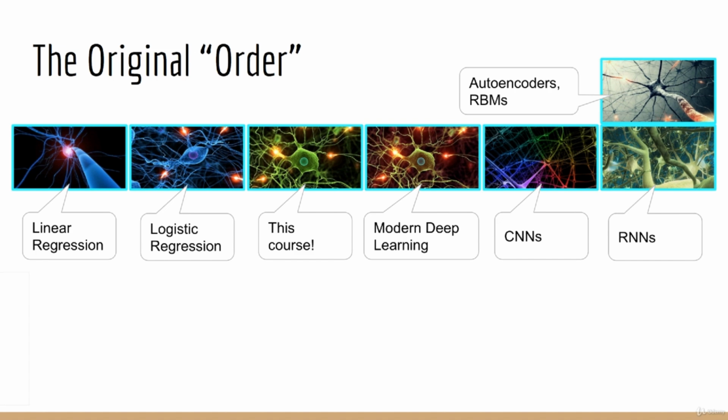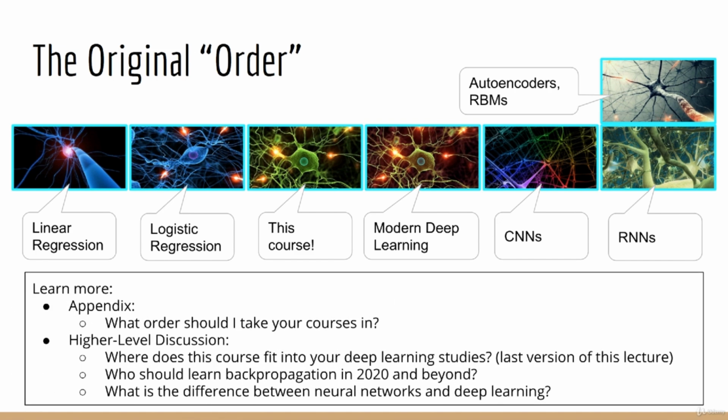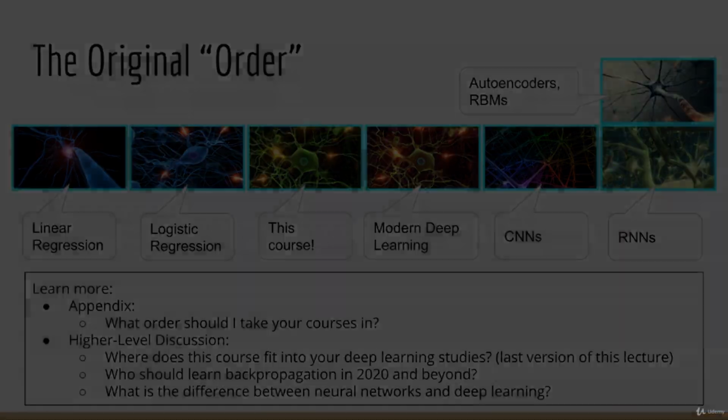I've discussed this elsewhere in depth, so if you're interested in learning more, then check out the lecture, What Order Should I Take Your Courses In?, which can be found in the appendix. There are similar lectures in the higher level discussion section where I've included the previous iteration of this lecture called Where Does This Course Fit into Your Deep Learning Studies, as well as a lecture titled Who Should Learn Backpropagation in 2020 and Beyond. Clearly, the subject matter will be similar to this.